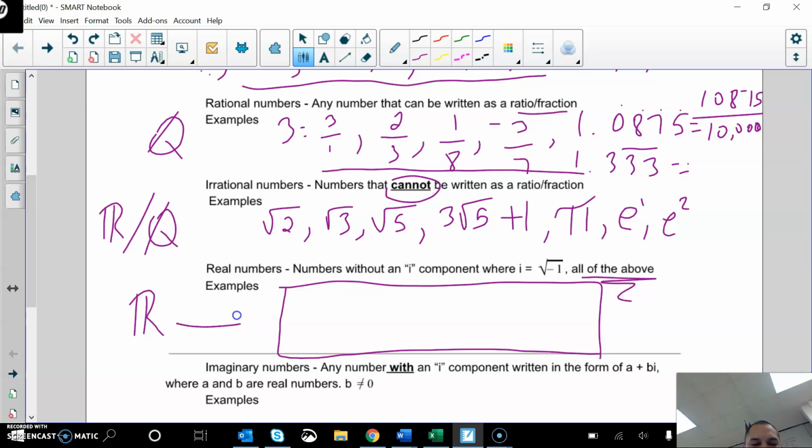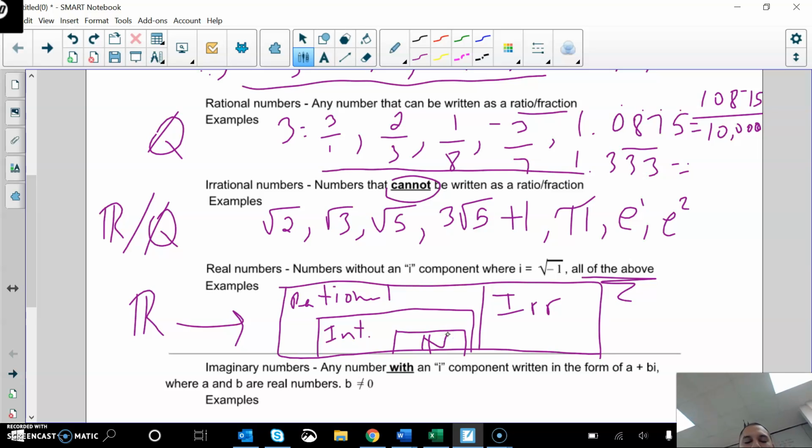All right, real numbers, that's everything above. So we have our irrationals here. Over here, we have our rationals. Within the rationals, we have our integers, which are positive and negative whole numbers, and 0. And within that, we have our natural numbers. You'll see numerous diagrams regarding these, but that's pretty much a common way of doing it.